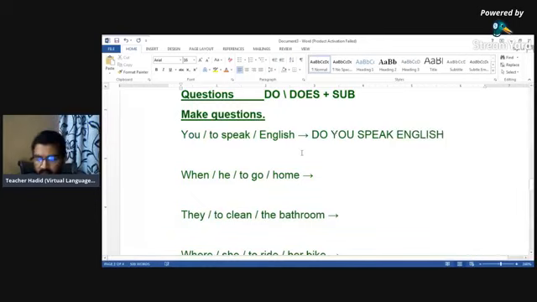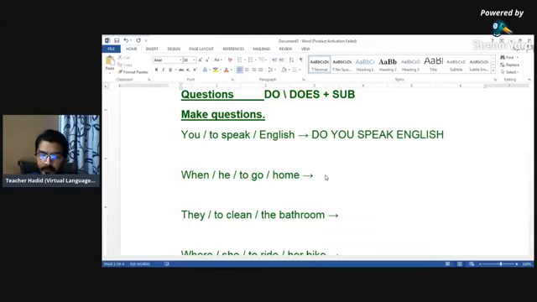When he go home. The right question should be, when you see these kinds of WH questions like when, what, where, how, there is no problem. Use when, what, where, how, whom. Add the WH word and after that add the helping verb. After that add the subject and then the action.